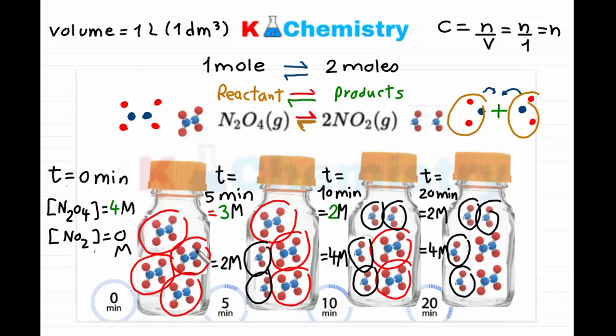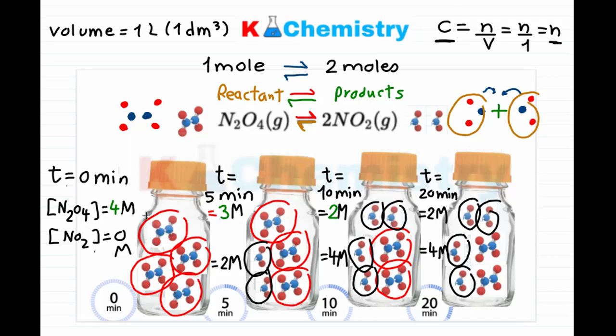So I have N₂O₄, N₂O₄, N₂O₄. So let's say that the container has a volume of 1 liter or 1 decimeter cube, and the concentration is equal to number of moles over the volume. Since the volume is equal to 1, the number of moles over 1 is equal to n. So we can say that the concentration is equal to the number of moles.